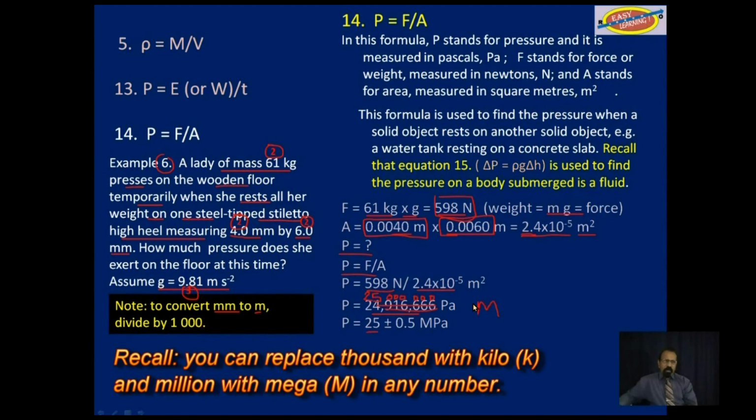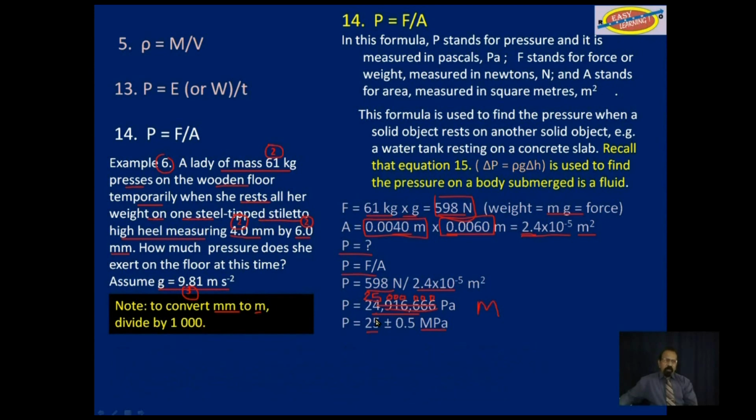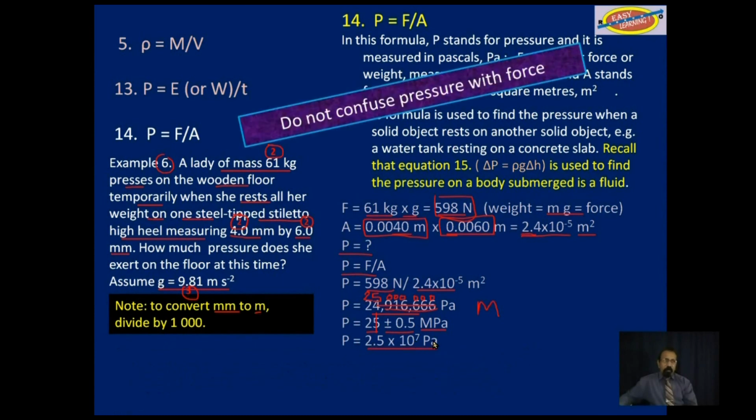So we have 25 megapascals, and since we are rounding off at this position where the ones is, that would be half of that plus or minus, so we get 25 plus or minus 0.5 megapascals. Or you could have written it in scientific notation, 2.5 times 10 to the 7 pascals.